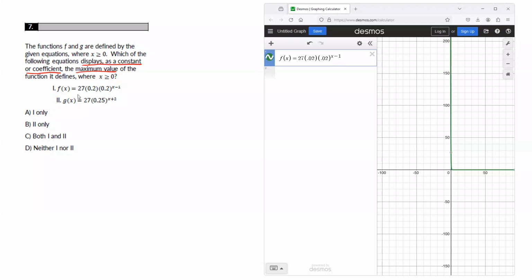All right, so let's make sure I typed it correctly. 27 times point. Oh, see, I didn't. I put my 0 in the wrong spot. All right, that's a little bit better.